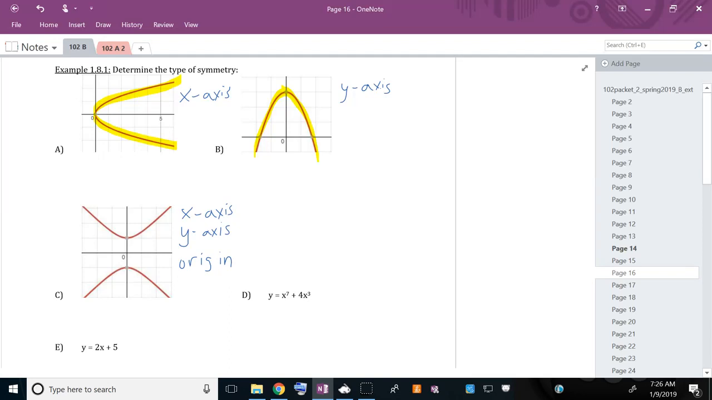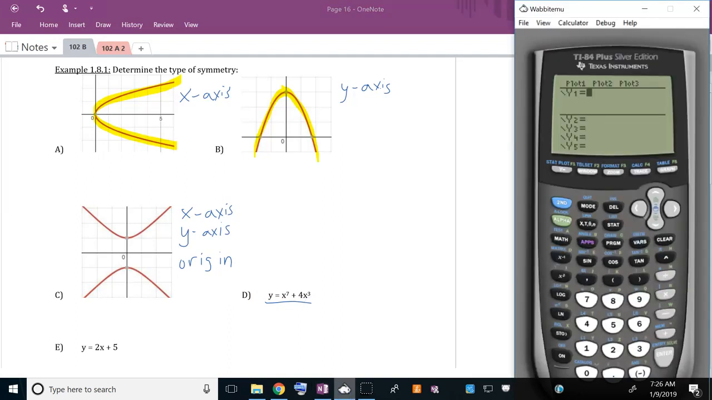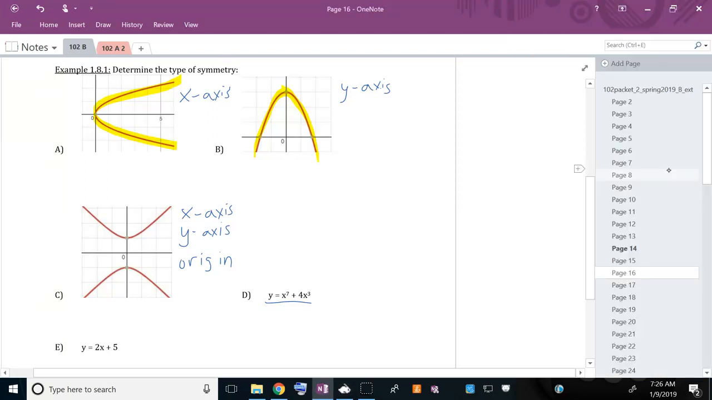Now, if I give you a picture, obviously use that picture, but what happens if I'm just given an equation? Well, in that case, let's get up our calculator and let's graph that. So let's graph x to the 7th power plus 4x cubed. And once we've got the equation typed in, let's hit graph and see what it looks like. And looking at that picture, hopefully you will agree with me that that has origin symmetry.